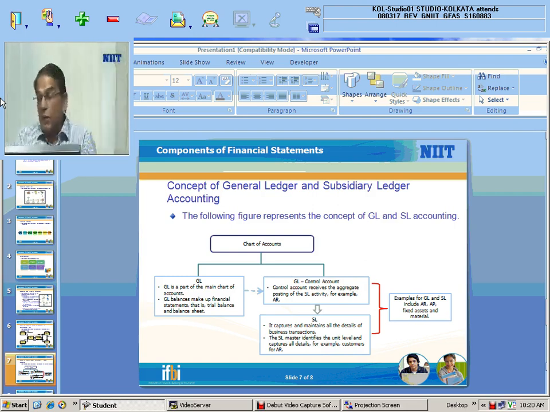So in the account receivable subsidiary ledger, for all the parties to whom sales have been made on credit, an account will be maintained for each of those parties, each of the buyers. Account numbers will be given, so that the SL master will show the list of those accounts under the account receivable subsidiary ledger with the account numbers of various debtors. Similarly for the account payable, etc.